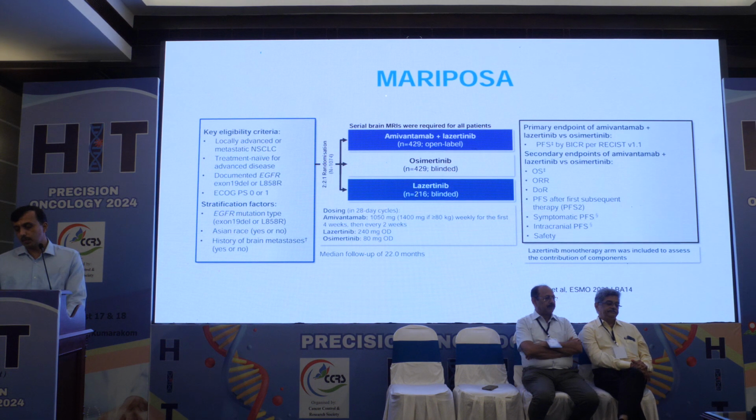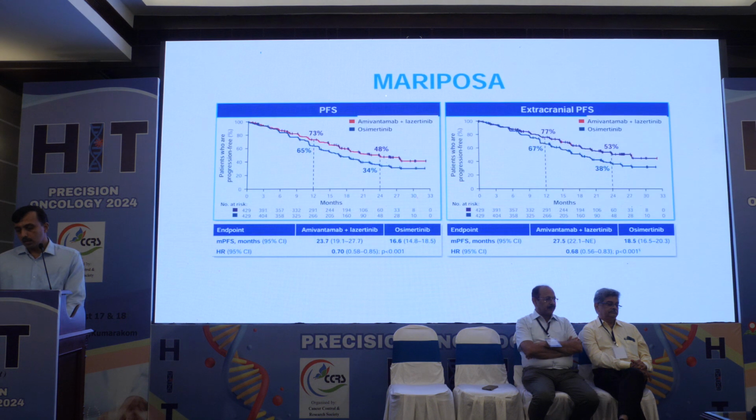So amivantamab is an IV drug, so that's an issue there. There is a 3-arm, 2:1 randomization of amivantamab plus lazertinib, amivantamab plus osimertinib, and the other one was lazertinib. It definitely showed that when we combine amivantamab, the PFS is improved.